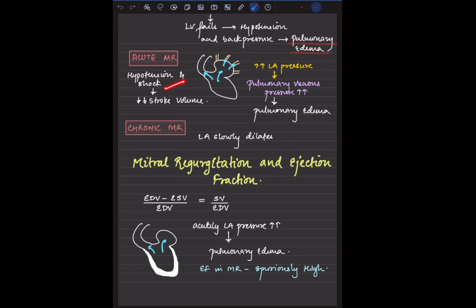So in case of acute MR, there is increase in LA pressure, so there is increase in pulmonary venous pressure, and thus there is pulmonary edema. There would be hypotension and shock because of the decrease in the stroke volume. When it comes to chronic MR, the LA dilates slowly, so there won't be such things as pulmonary edema and breathlessness. Okay, so this is important. Now remember, in mitral regurgitation we have increase in the ejection fraction. This is spuriously high, so we call it pseudo high EF.